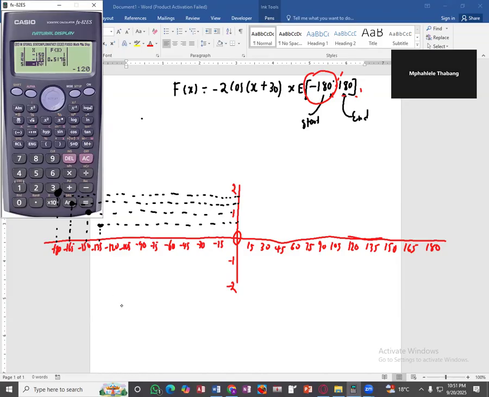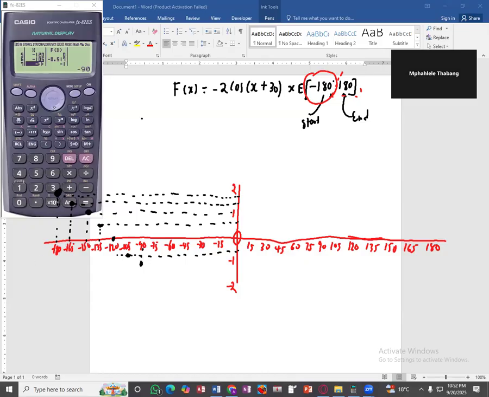Minus 120 and 0. Minus 105 and negative 0.51. I'm taking this information from the calculator. Minus 105, where is 105? Oh, it's here. Minus 90 and minus 1. It's here.